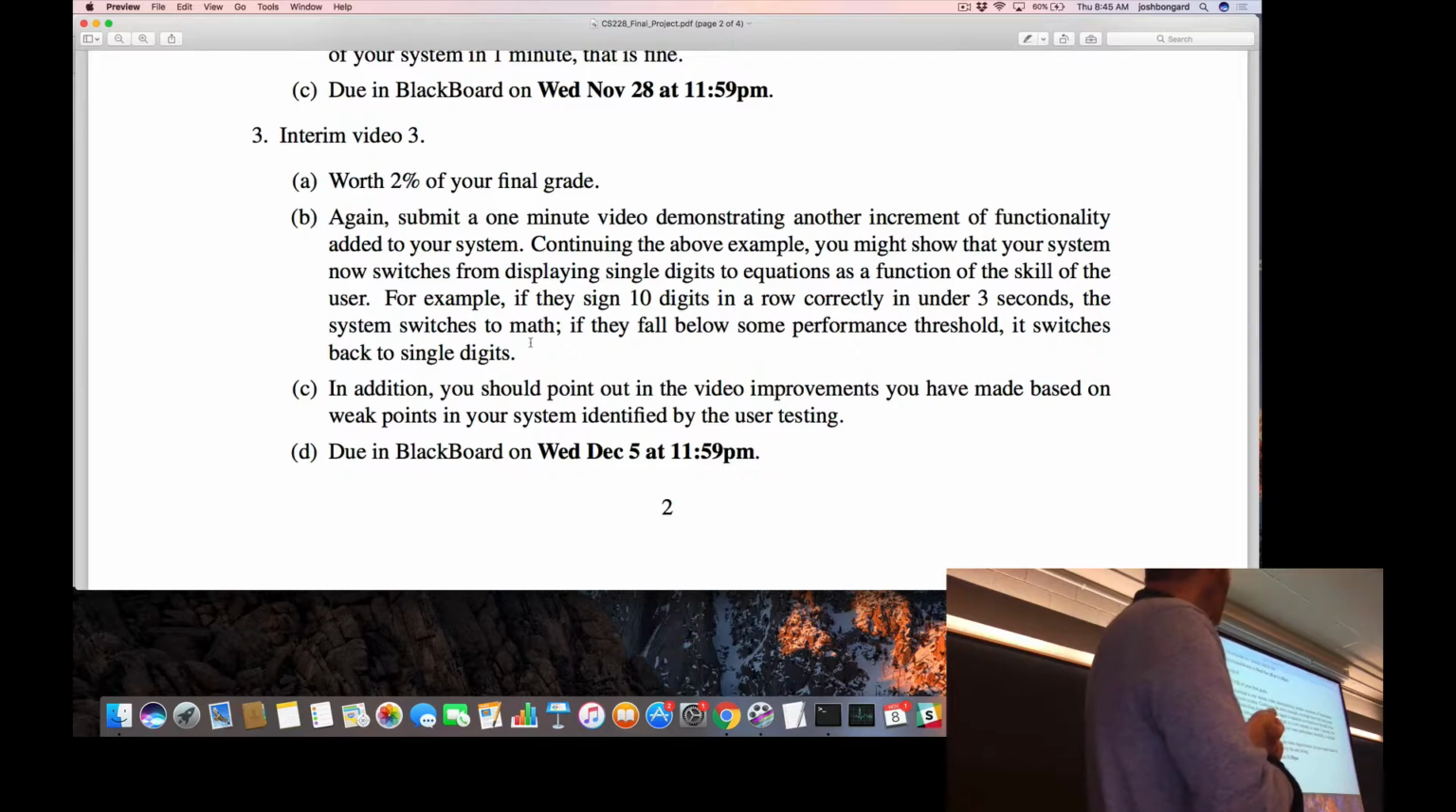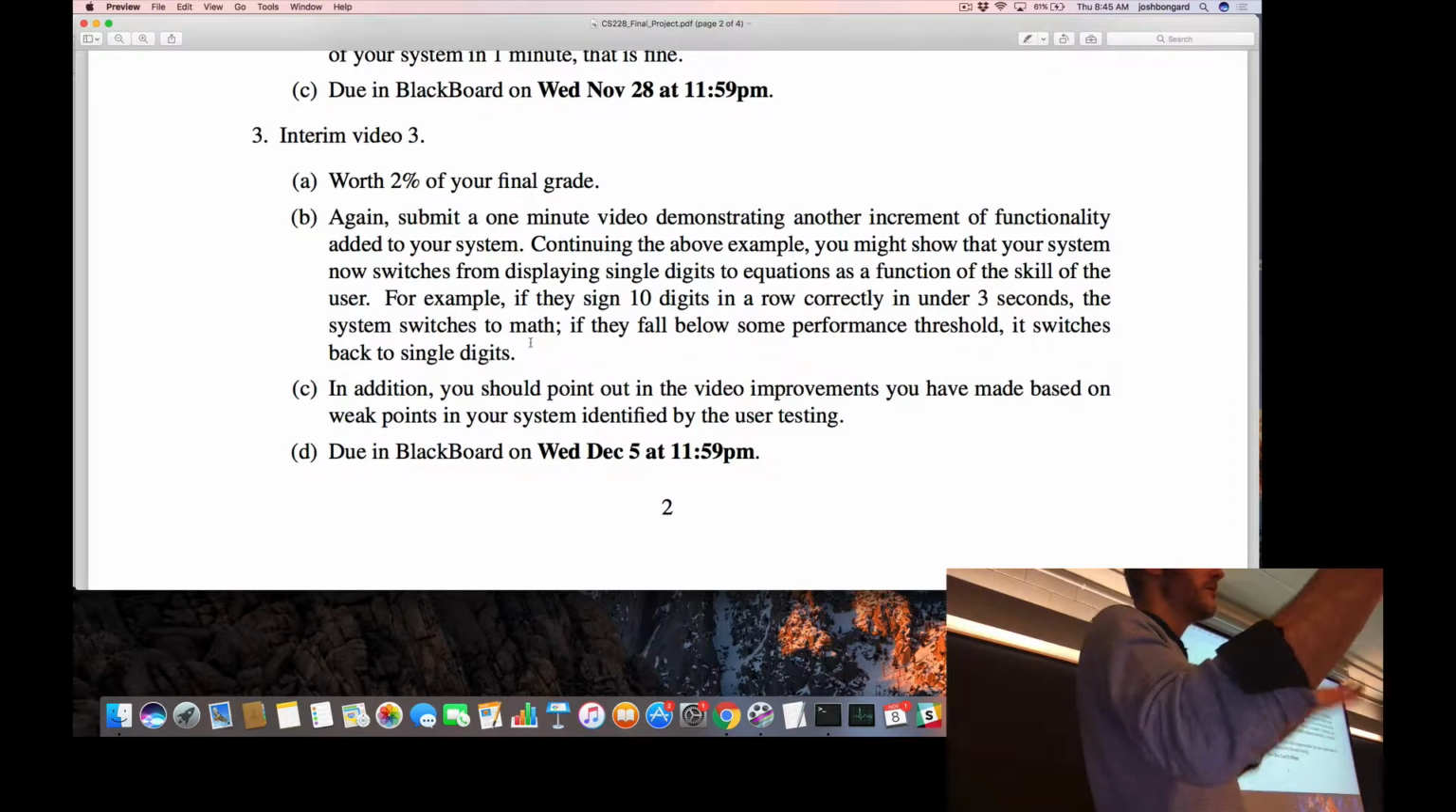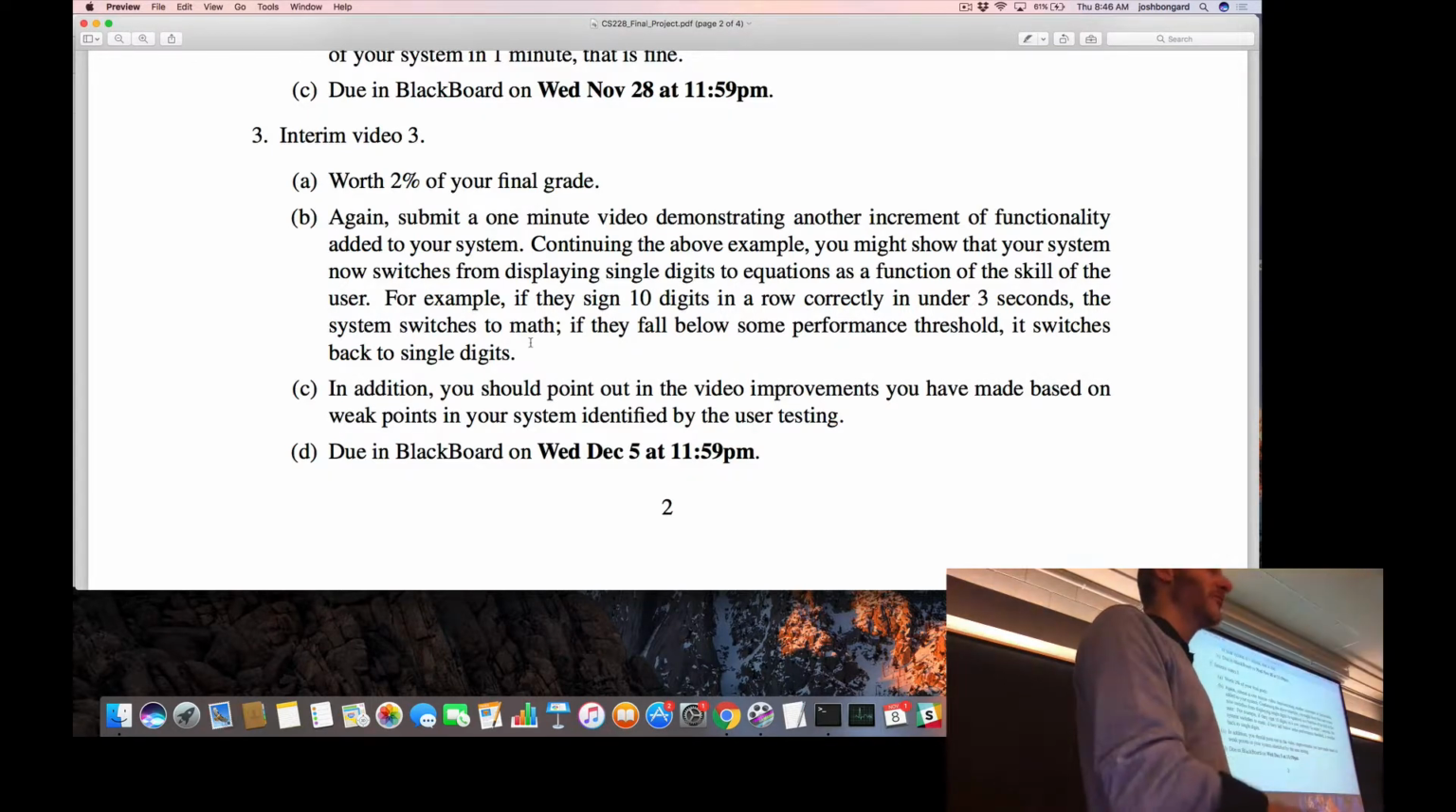So continuing the above example, you might now show that your system switches from displaying single digits to equations as a function of the skill of the user. So let me backtrack. In interim video 1, maybe you just show single digits for new users, and you show equations if somebody logs in again for a second time. It's not really adaptive. In interim video 3, you're actually showing switching between digits and equations based on the ability of the user. You've made it dynamic by interim video 3.